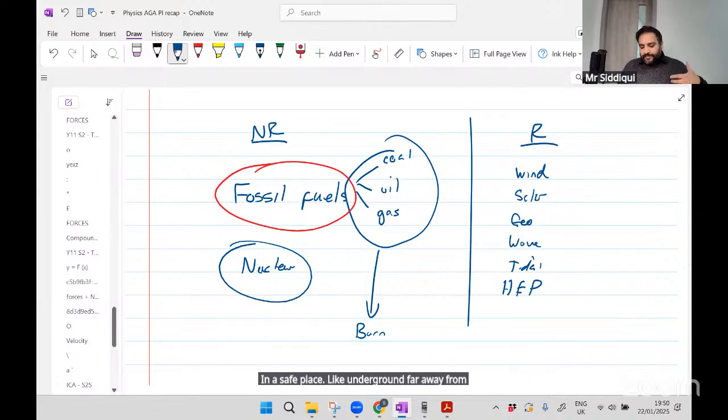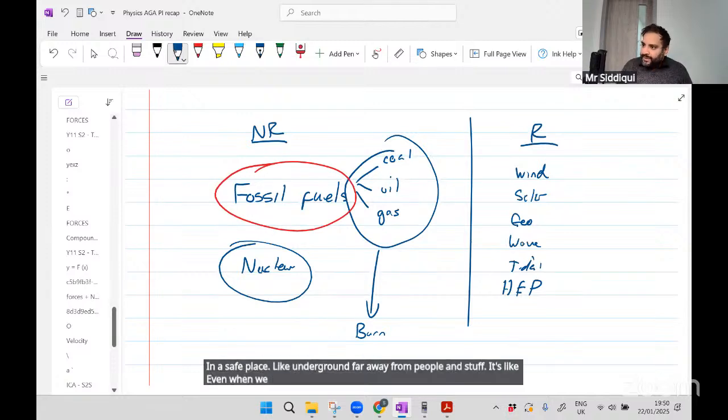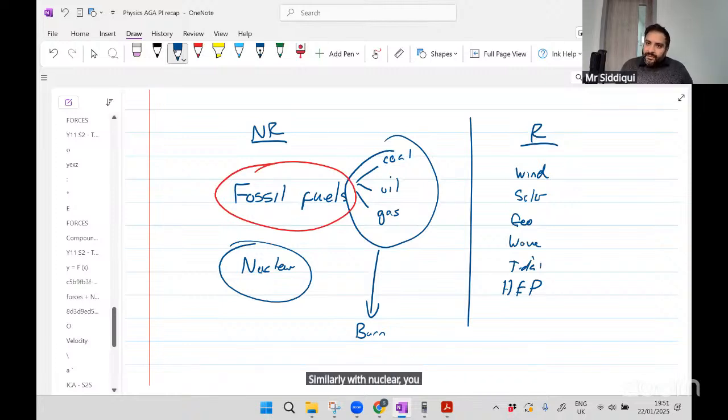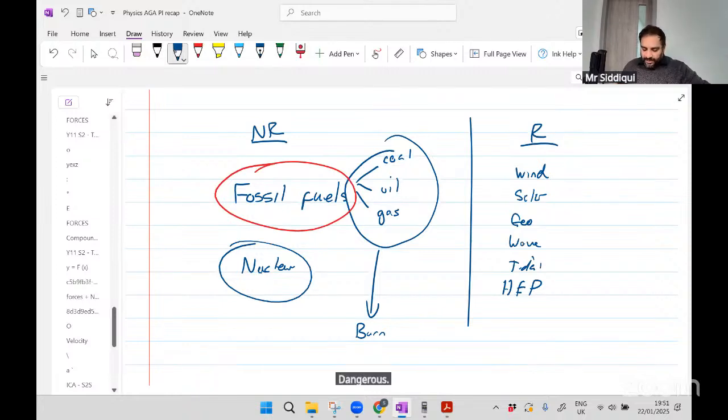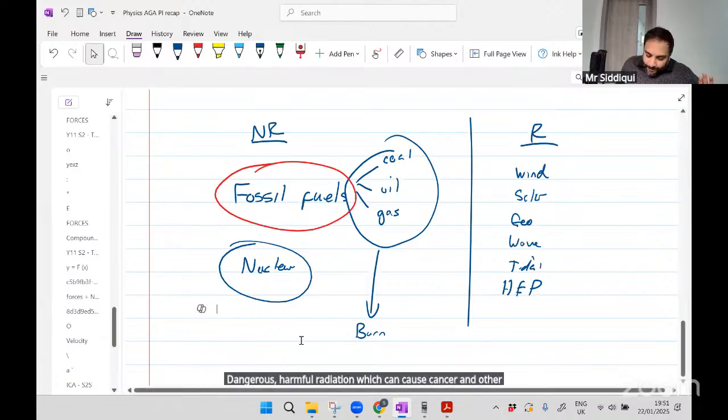It's like when we burn coal, for example. If you've ever experienced the burning of coal, what do you end up with at the end on the barbecue? The ash, right? And you can just throw it in the bin. That's the waste at the end of it. Similarly with nuclear, you do get some waste at the end of it. The problem is you can't just put that waste in your black bin, so to speak. It has to be disposed of away from people because it's emitting dangerous, harmful radiation, which can cause cancer and other things. So that's the good and bad of that.